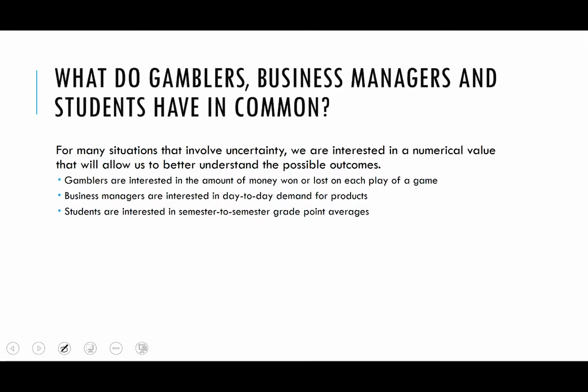Okay, so what do gamblers, business managers, and students have in common? Well, they're all very interested in numerical probabilities. They want to understand whether their odds are in their favor. So in certain circumstances, gamblers want to know if they gamble on a game, what their likelihood of winning is, and how much they could potentially win or lose, if it's worth gambling on or if it's not. Business managers want to know if they still have a business, so they've got their own statistical analysis to figure that out. And students, of course, are interested in grade point averages, so they're all interested in some sort of numerical value.